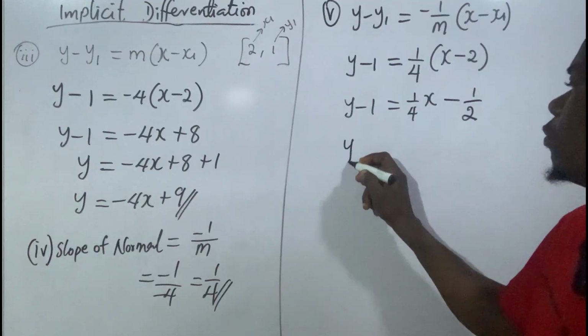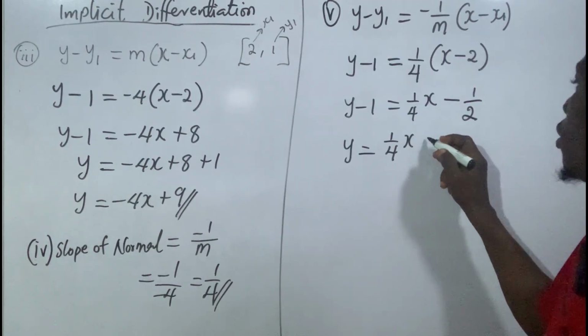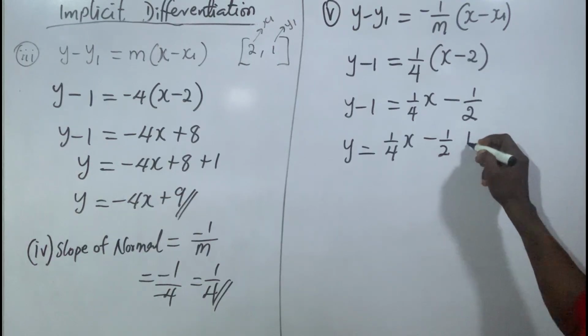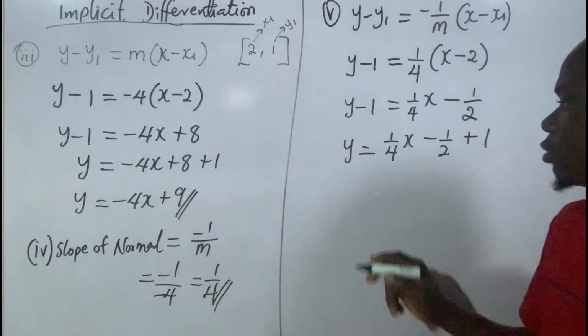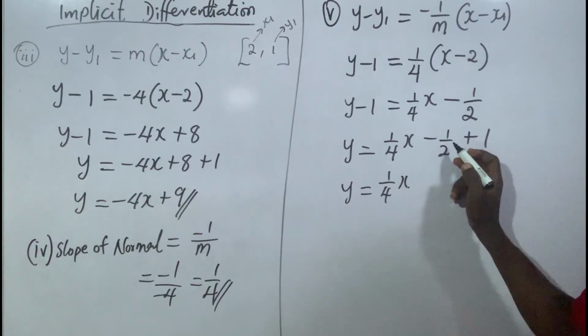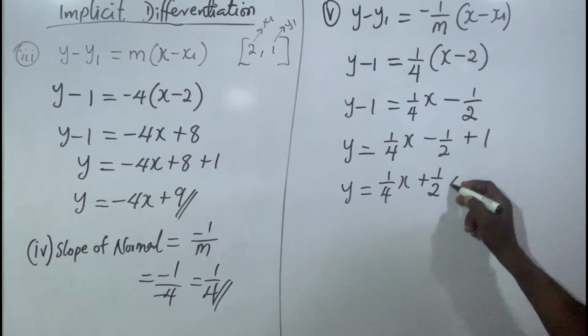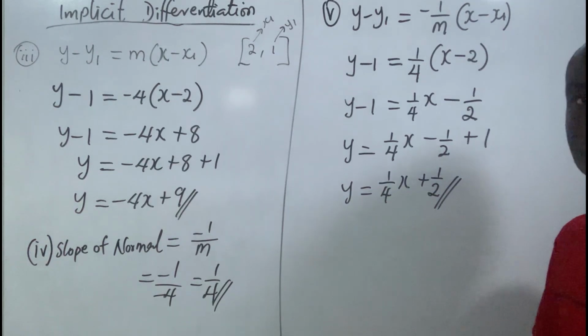Make y subject of the formula, you have 1 over 4x minus 1 over 2 plus 1. This is y equals 1 over 4x minus 1 over 2 plus 1, which will give us plus 1 over 2. So this is the equation of the normal line to the curve.